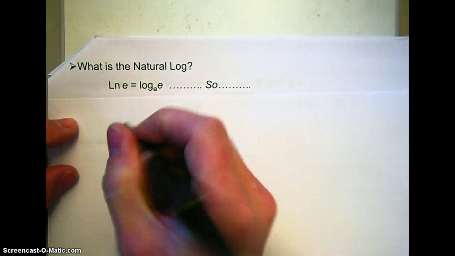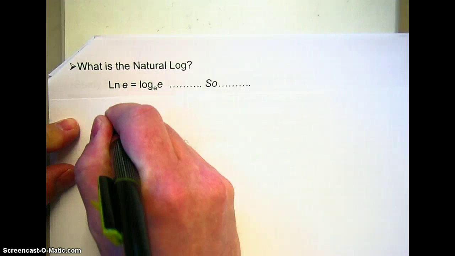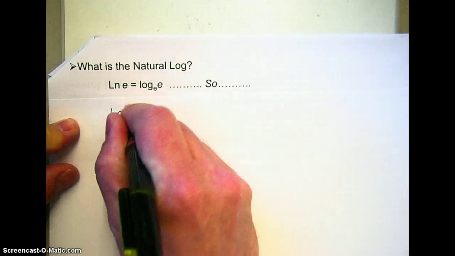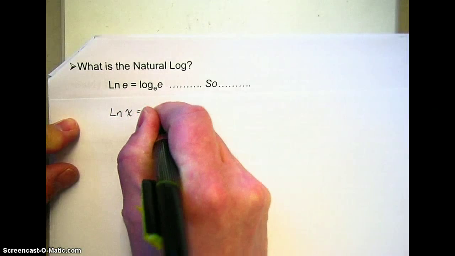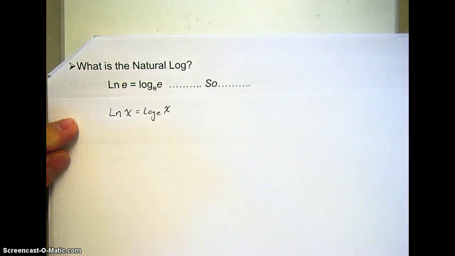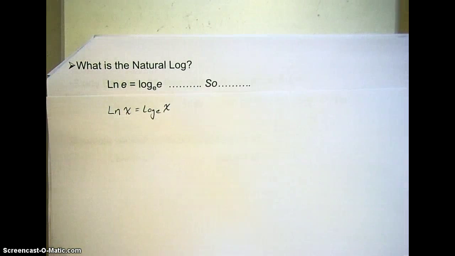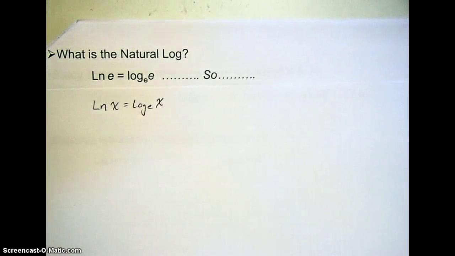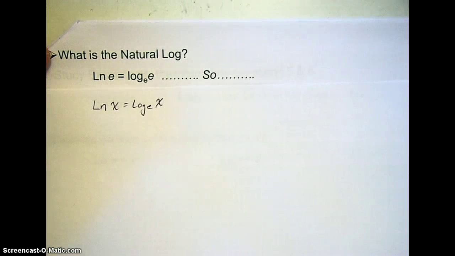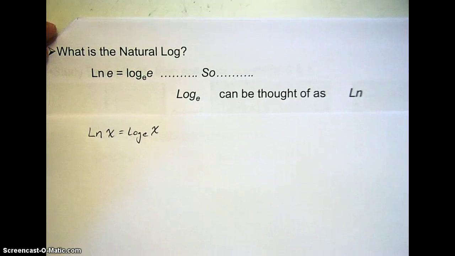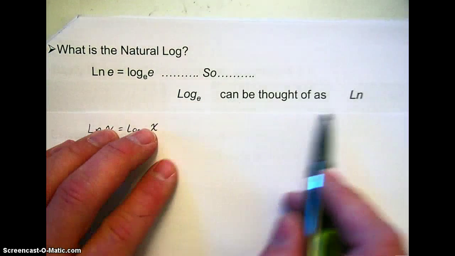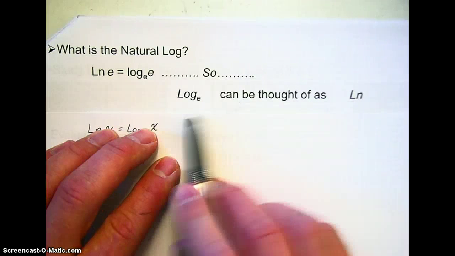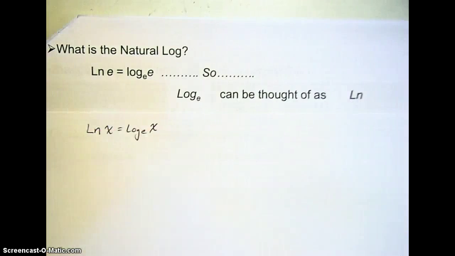If that makes it a little confusing, you could also think of it this way: the natural log of X would be log base E of X. Okay? So make sure that's in your notes. All natural log is, it's just assigning the base E to your log. Okay, so they mean the same thing. So if you think of it that way, log base E can be thought of as ln. All right, they mean exactly the same thing.